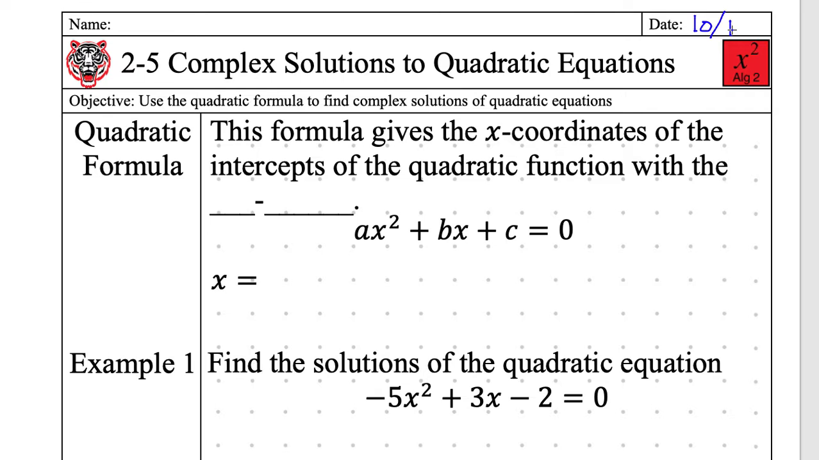So, objective, who's got it? Ellery: Use the quadratic formula to find complex solutions of quadratic equations.